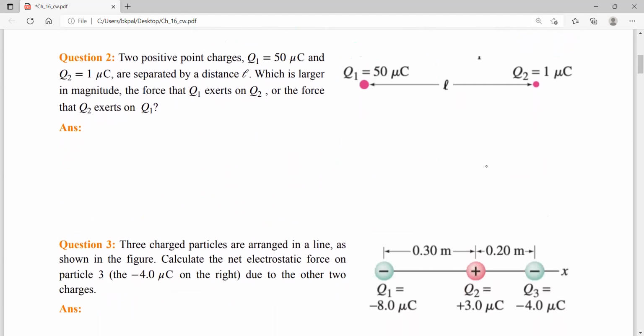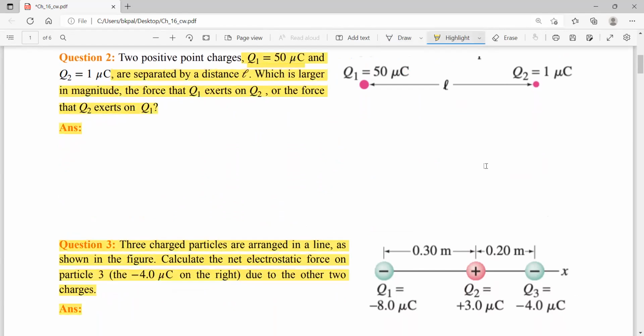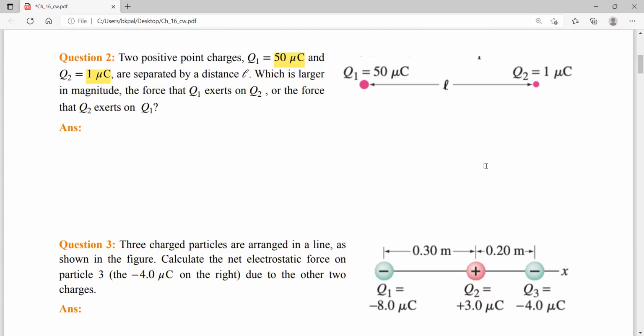Here we are given again 2 point charges. One is this, another is this. Two point charges, and they are separated by a distance L, although there is no numerical value of L. And it asks us to find which is larger in magnitude, the force that Q1 exerts on Q2 or Q2 on Q1.